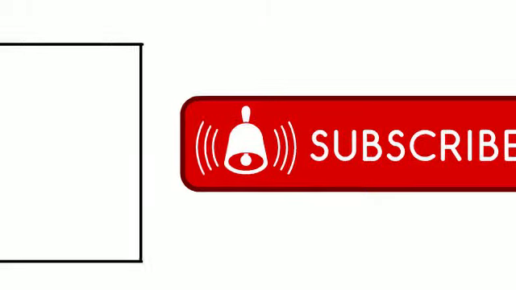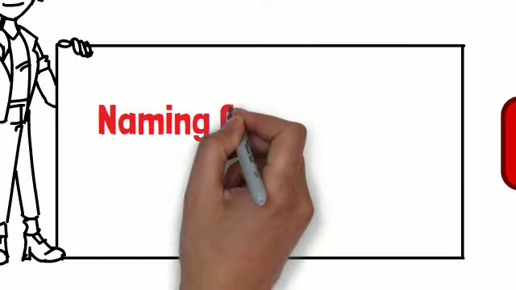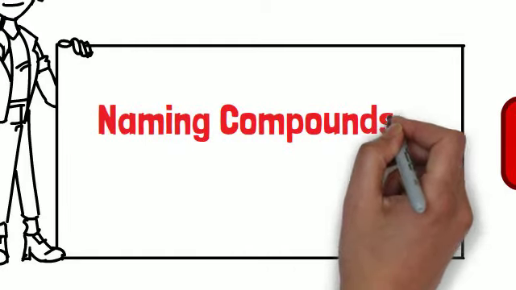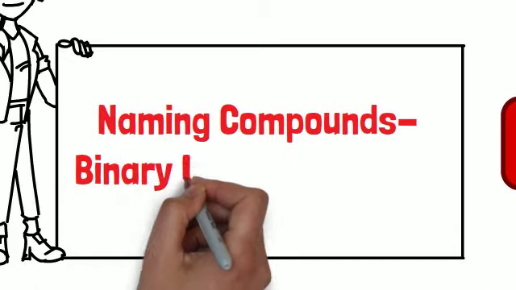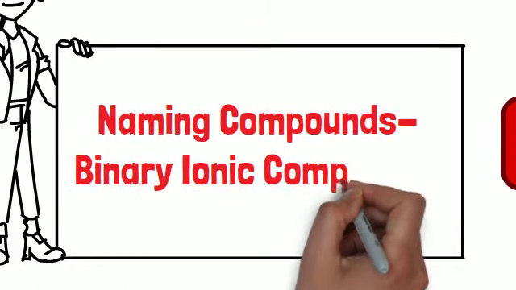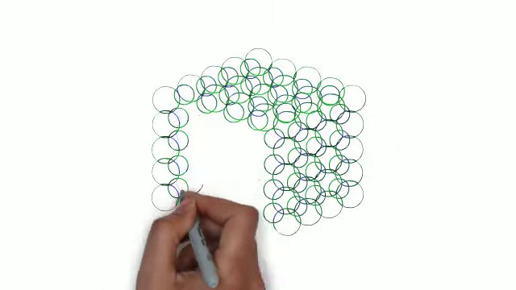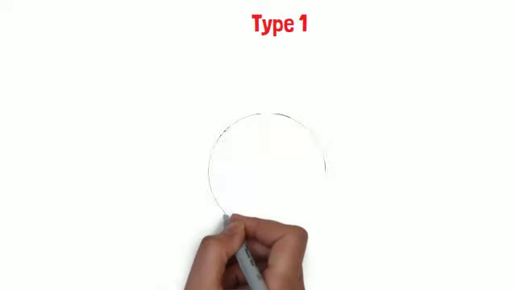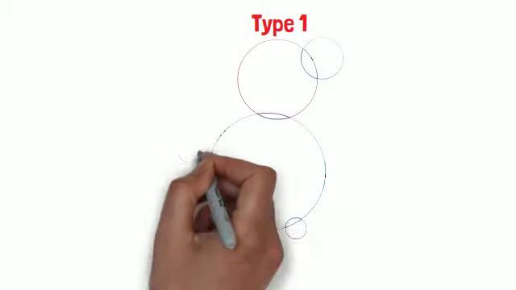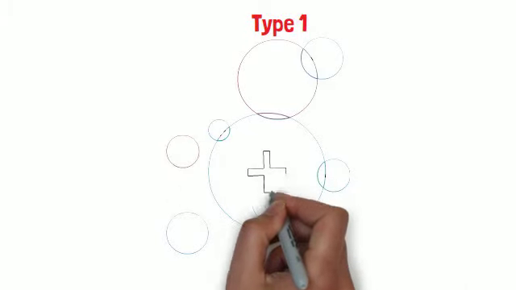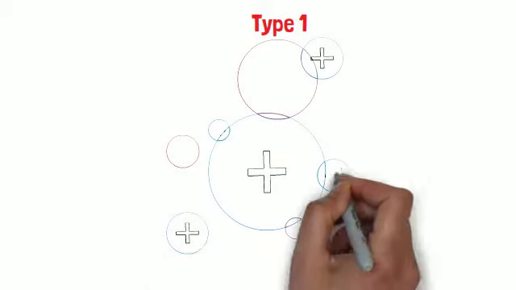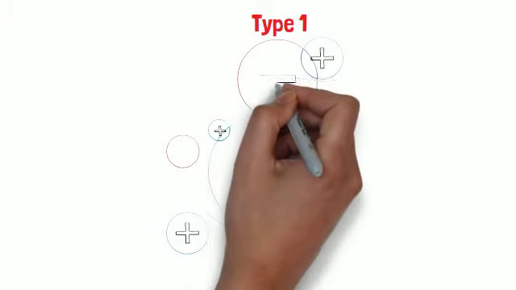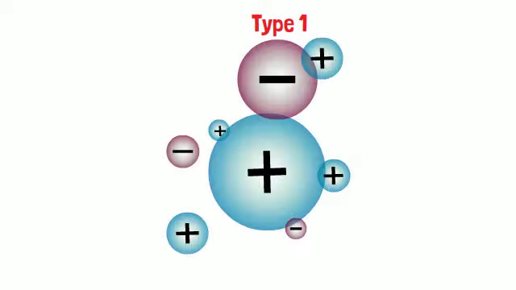Today, we're going to be talking about naming compounds. The first set of compounds we're going to be discussing is what is known as binary ionic compounds. Binary ionic compounds can be broken down into two types. The first type contains a positive ion, also known as a cation. These are elements from your metal group. Binary ionic compounds also contain negative ions, known as anions. These are elements from your non-metal groups.